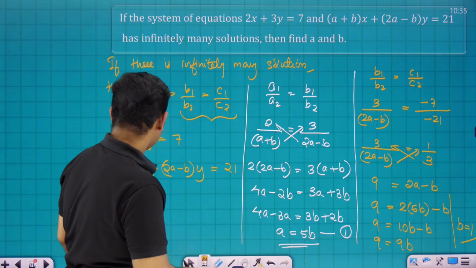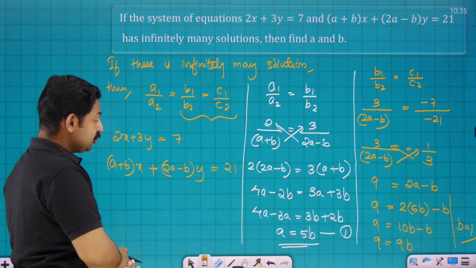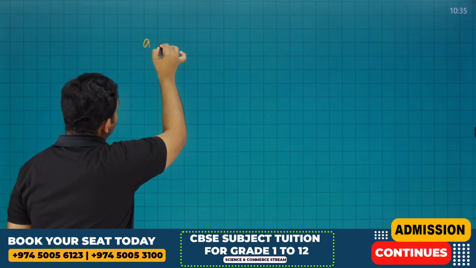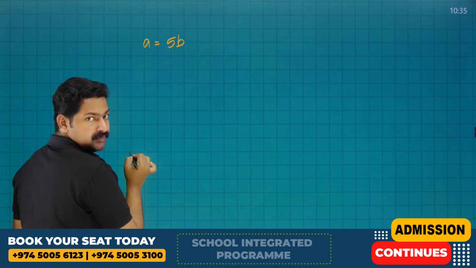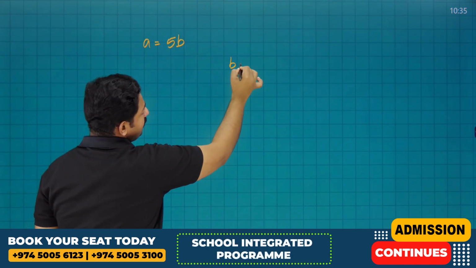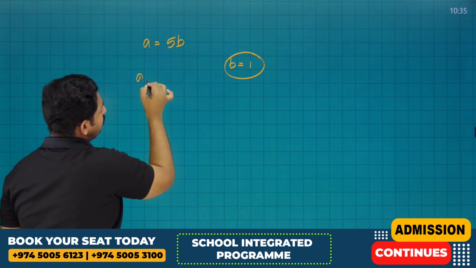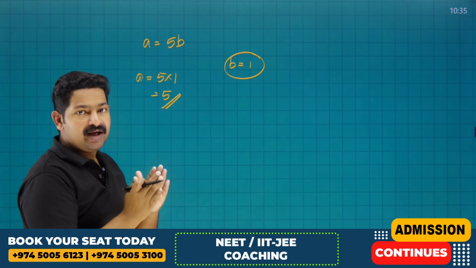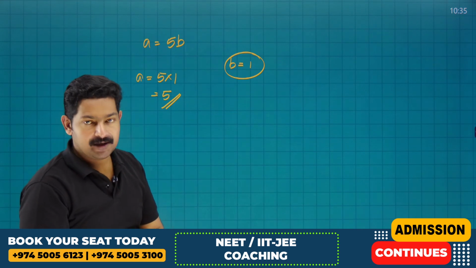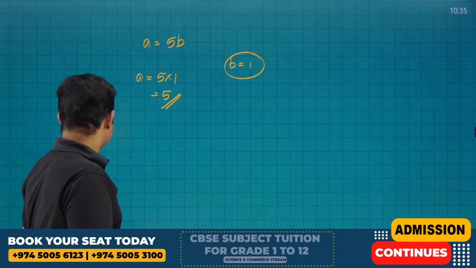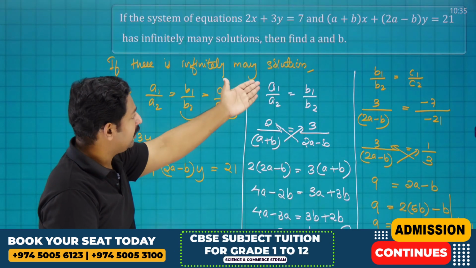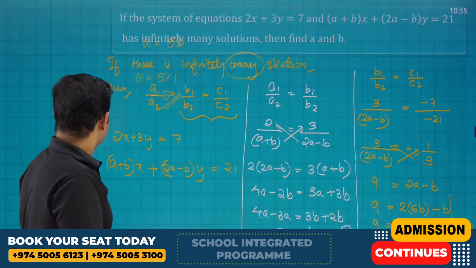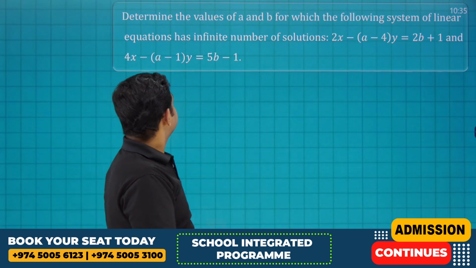Now we need to get the value of a. So value of a means on the next step, a is equal to 5b we already know. So value of b is already 1 we got. So if you substitute here, a is equal to 5 into 1 which is equal to 5. So the value of a is 5 and the value of b is 1. Okay. So hence we got the answer. We need to find out the value of a and b. So we got the answer. Okay. Moving to the next one.